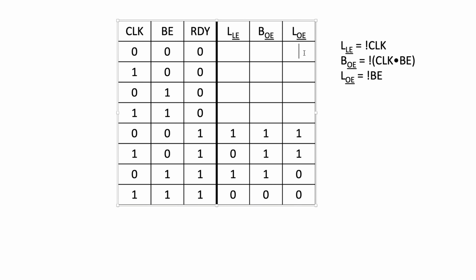So the easiest is the output enable of the latch. When ready is brought low, the output of the latch shouldn't change. It should keep outputting as long as we don't bring bus enable low as well.